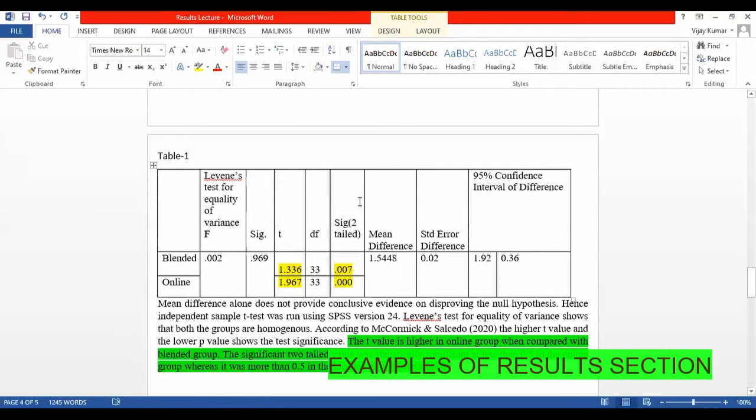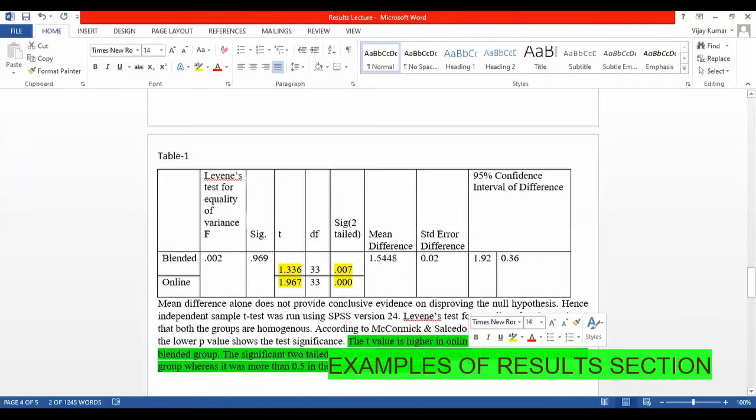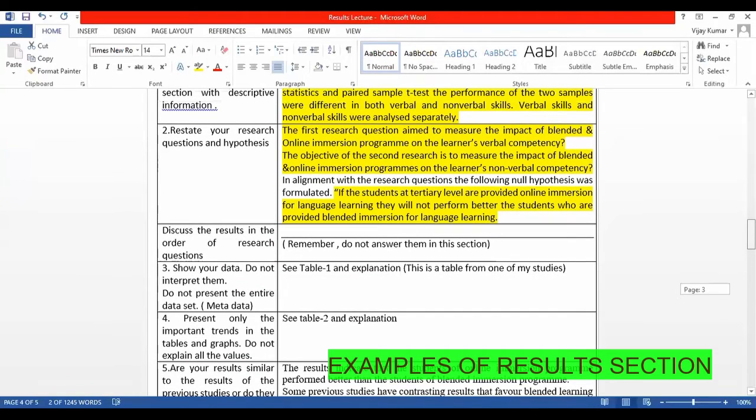So I'm only describing what is in the table without interpreting. I have mentioned that these are the values, and these values show that the results are statistically significant. But at this juncture, I am not telling my readers what those values mean, what you need to imply from these variables. I haven't yet come to that point. So show your data, describe the important aspects of your data, but do not interpret it. That's very, very important in your results section.